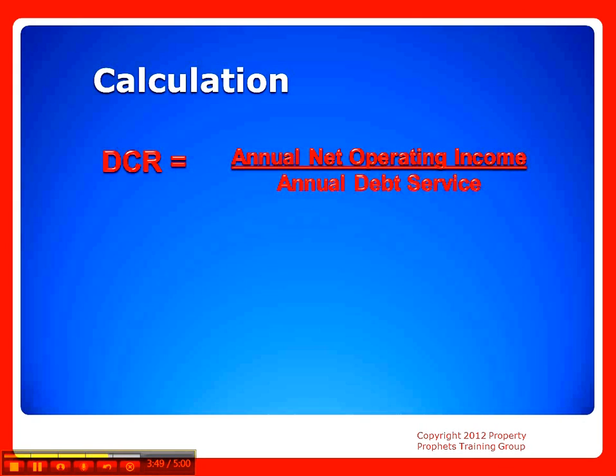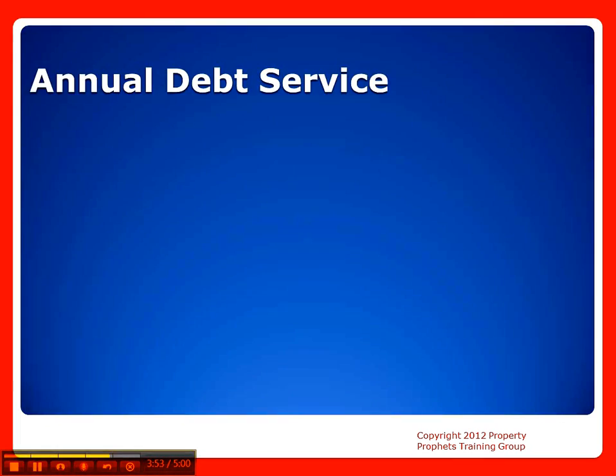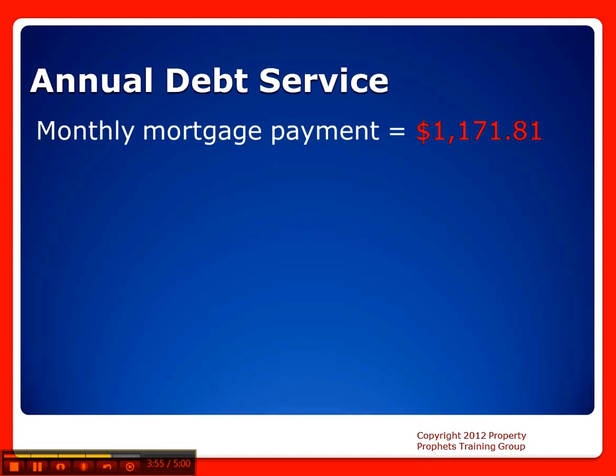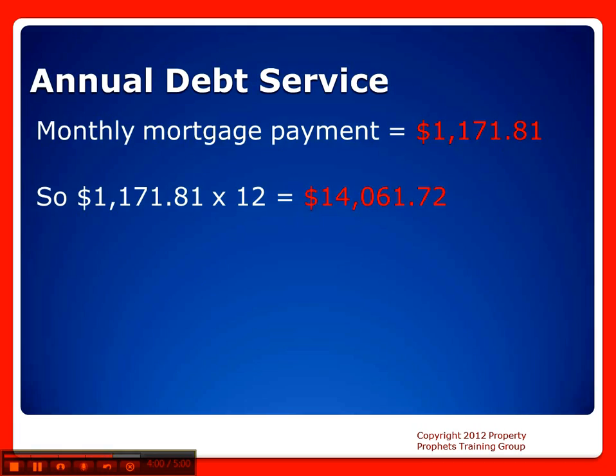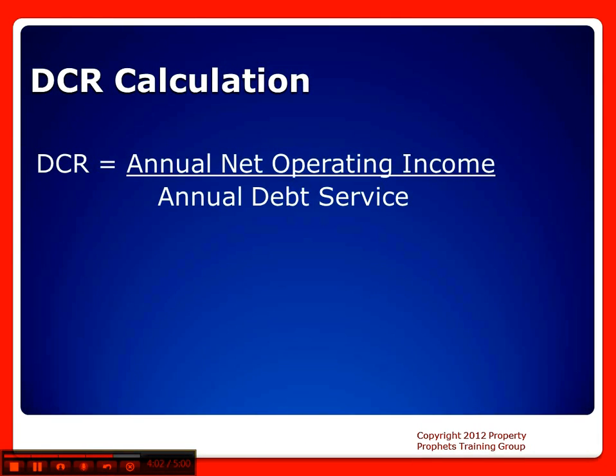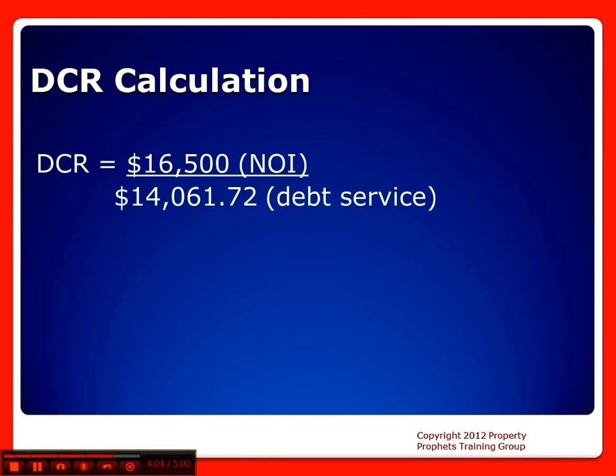So here's the calculation again: the net operating income over the debt service. Let's quickly calculate the debt service. $1,171 times 12 gives you $14,061 per year. So we plug that into our calculation: $16,500 over $14,061 gives us a ratio of 1.17. Most lenders will be okay with that. The ones that want 1.2 obviously won't.